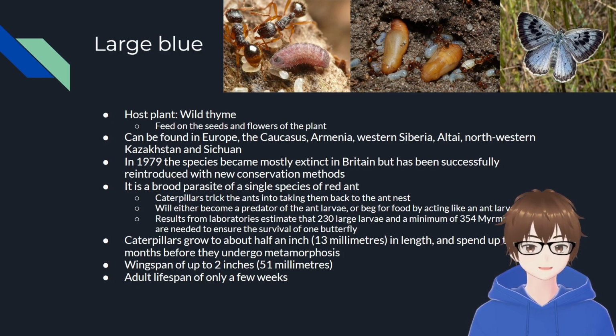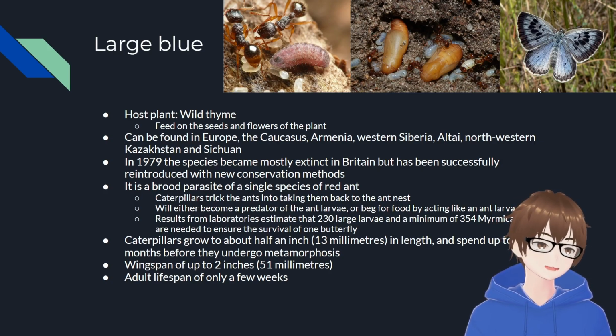The caterpillar will grow to about half an inch or 13 millimeters in length and spend up to 9 months before they will undergo metamorphosis. The wingspan of these will reach 2 inches, and the lifespan of the adult is only a few weeks. And now that I've kind of burst the bubble that it eats ants, you can look at the pictures up here at top. So we have the larvae here right next to an ant larvae, which it looks like it's probably going to eat. Then we have the pupae, or the chrysalis form of them, where they are living. And then we have the large blue butterfly in all its glory.